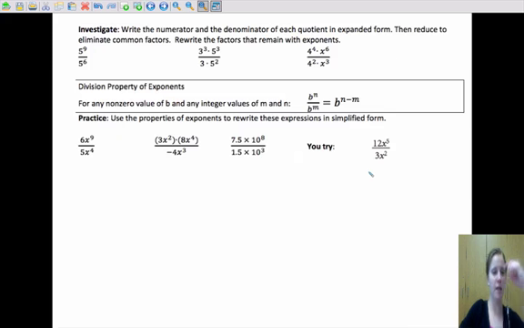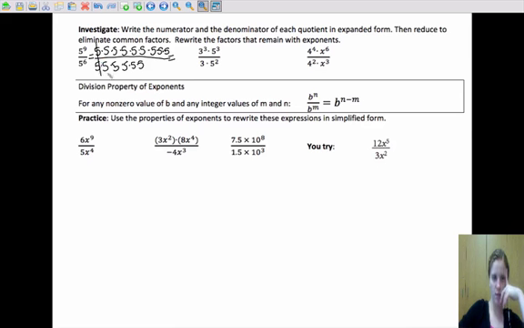All right, our next investigation is dealing with division of exponents. So let's go ahead and write these out in expanded form. 5 to the 9th would be 5 times 5 times 5 times 5 times 5 times 5 times 5 times 5 times 5. That's 1, 2, 3, 4, 5, 6, 7, 8, 9 5s, all over 5 to the 6th power. Okay, so what happens when we divide exponents is, you guys know anything divided by itself is just 1, so we do a lot of canceling in division.